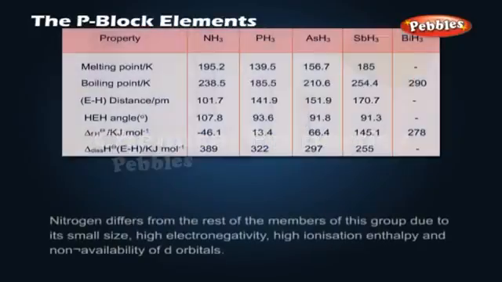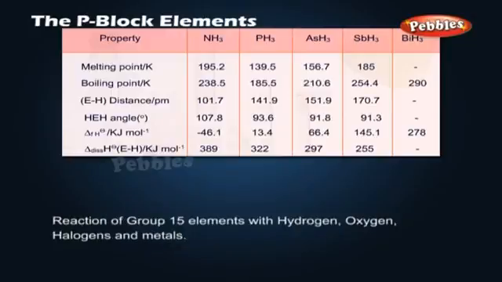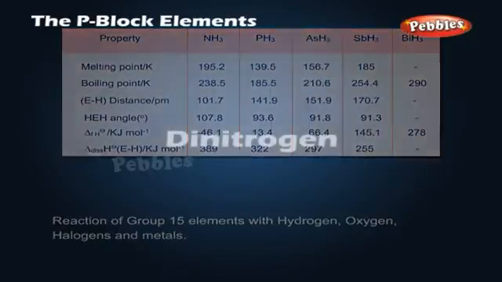Chemical properties. Nitrogen differs from the rest of the members of this group due to its small size, high electronegativity, high ionization enthalpy, and non-availability of d orbitals. Reaction of group 15 elements with hydrogen, oxygen, halogens, and metals.